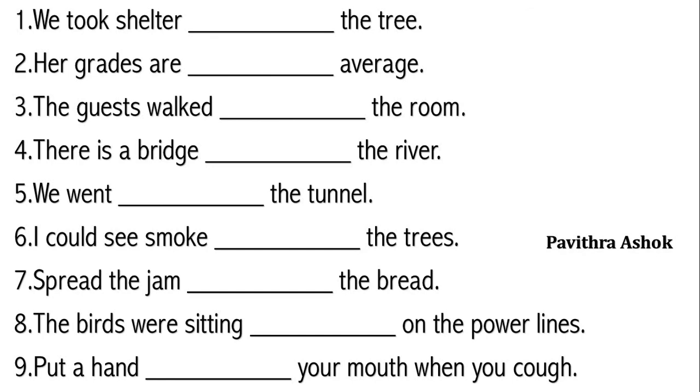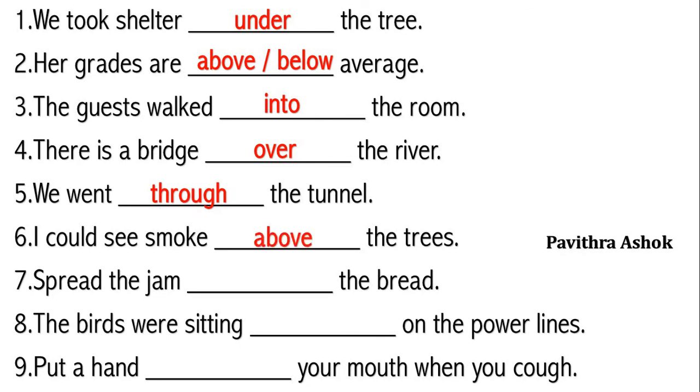We took shelter under the tree. Her grades are above or below average. Here you can use either above or below. The guest walked into the room. There is a bridge over the river. We went through the tunnel. I could see smoke above the trees. Spread the jam over the bread.